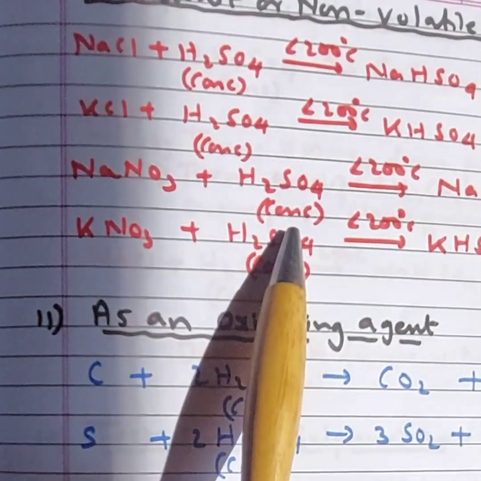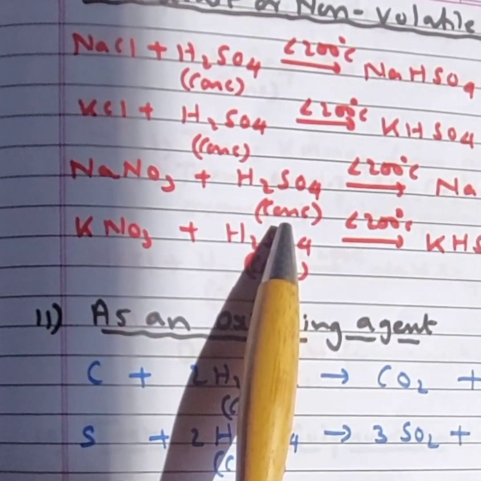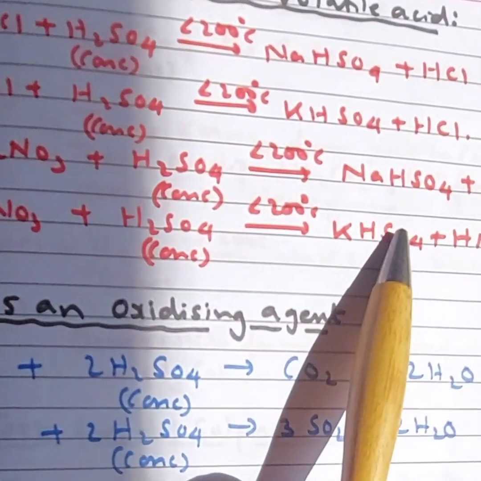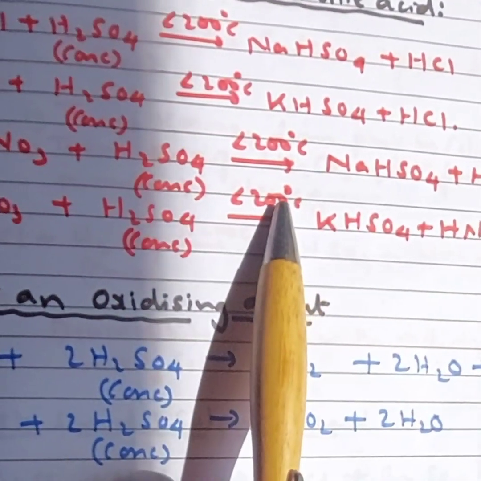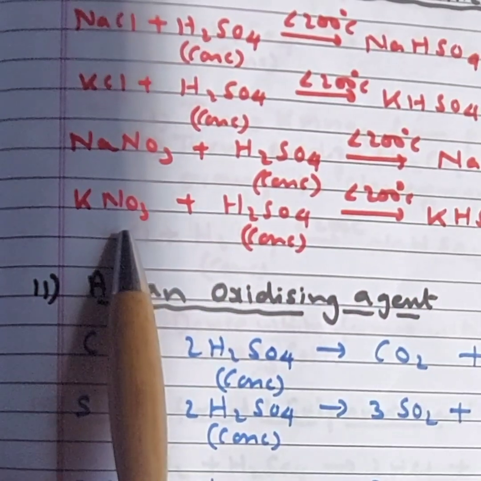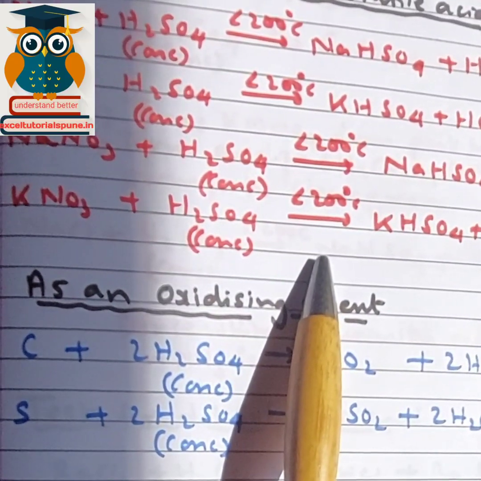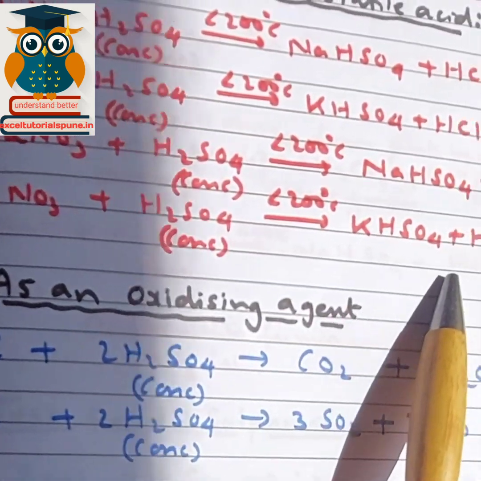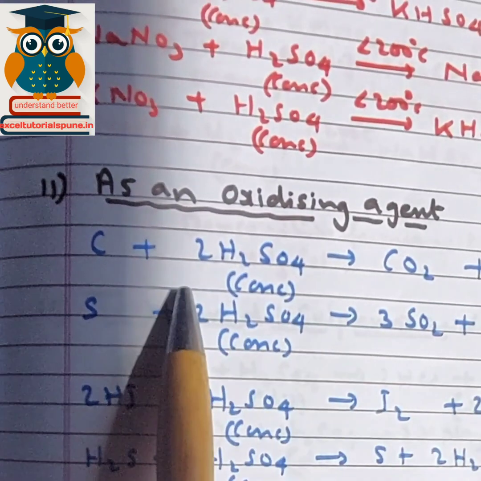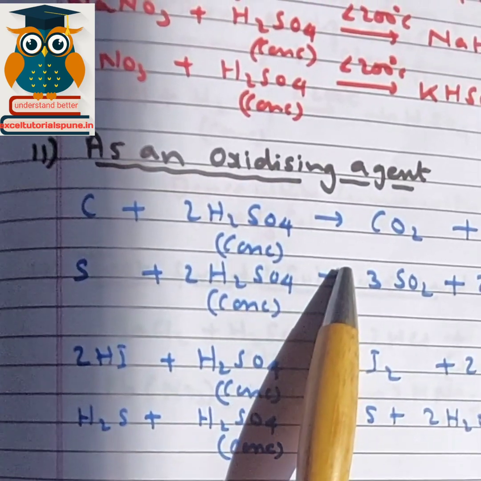Sodium nitrate with concentrated sulfuric acid gives you sodium bisulfate with nitric acid, temperature less than 200 degrees Celsius. Potassium nitrate with concentrated sulfuric acid, temperature less than 200 degrees Celsius, gives you potassium bisulfate with nitric acid. Now sulfuric acid as an oxidizing agent.